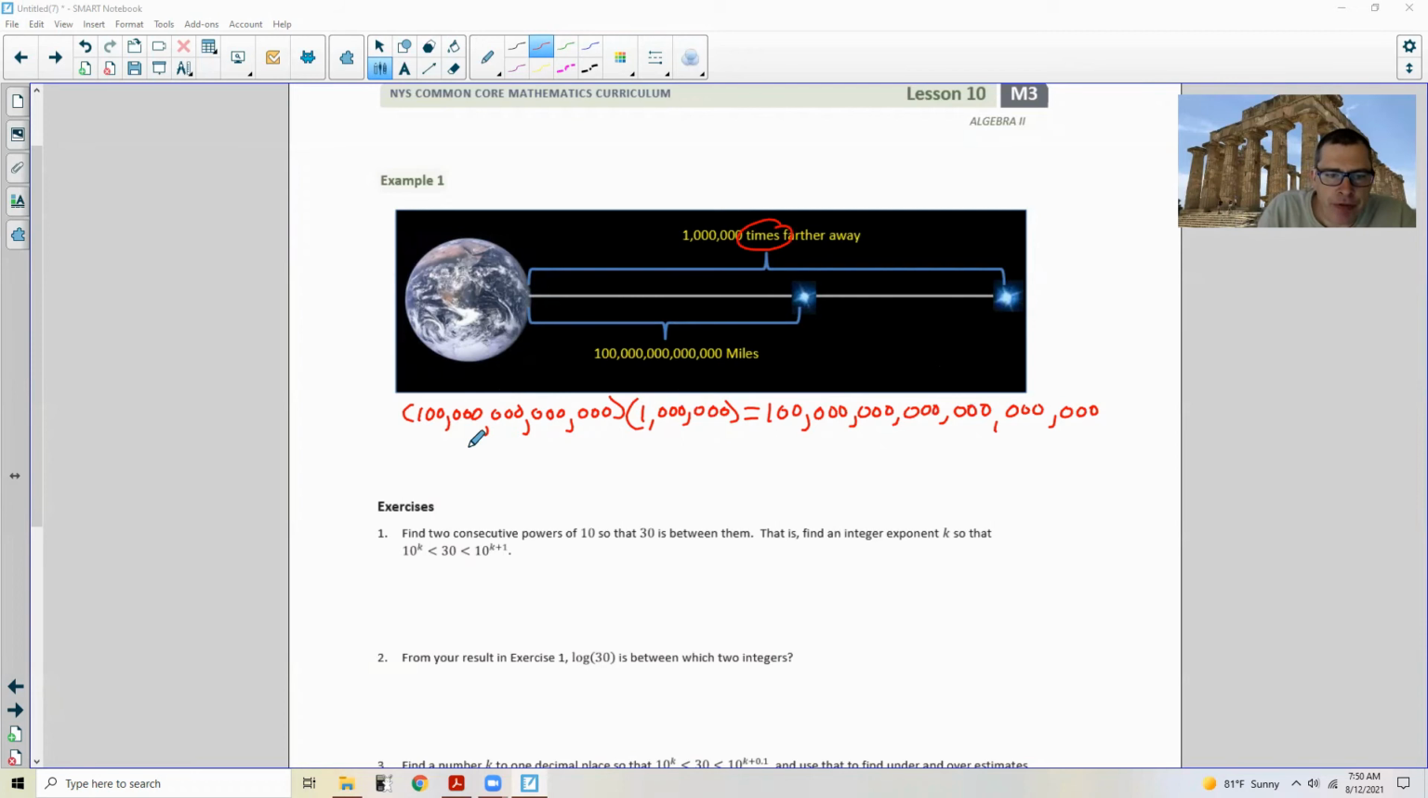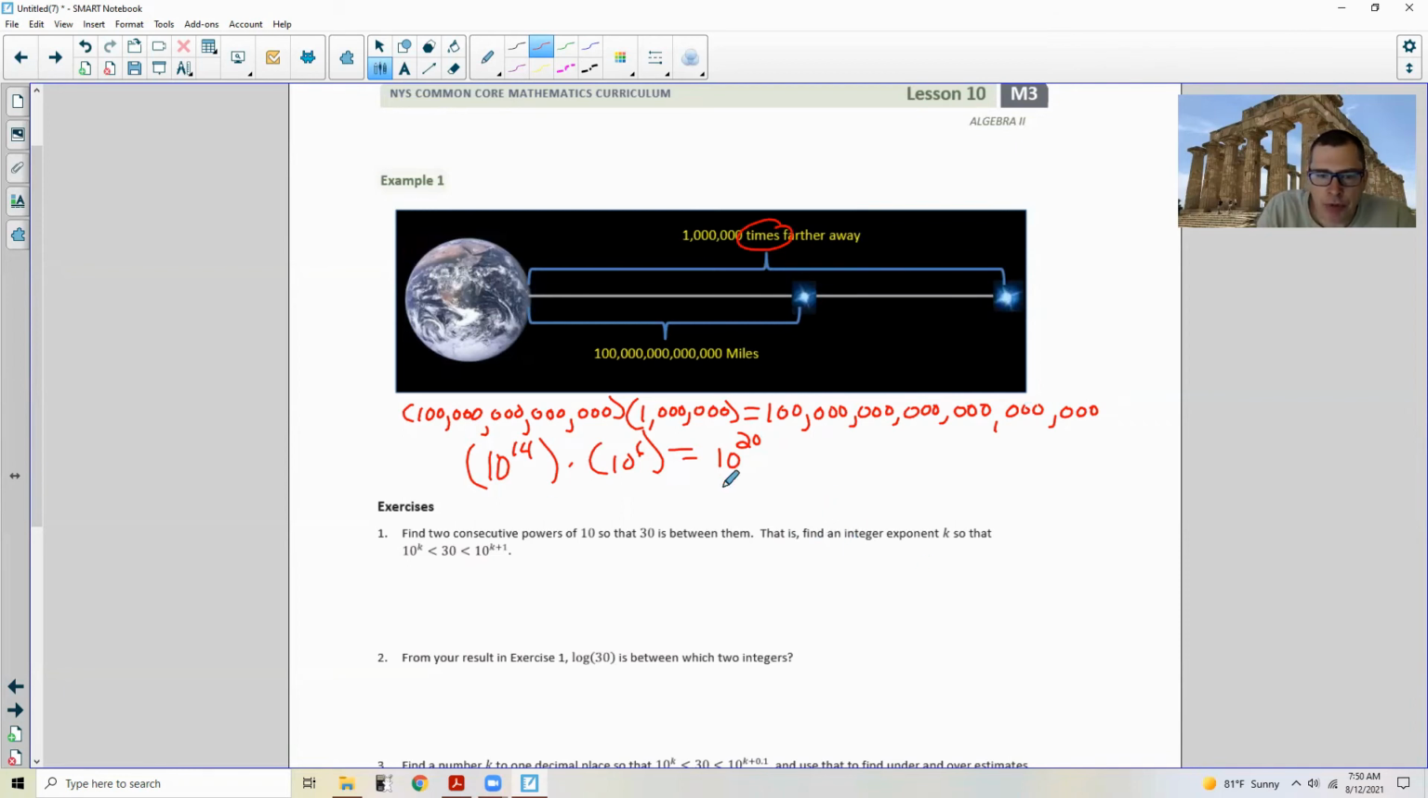So another way we could have done this is represent this as base 10. So I could say 10 to the 14th, and this number is 10 to the 6th. And when we multiply and the bases are the same, the rule is to add the exponents. So this would equal 10 to the 20th. So this is 3, 6, 9, 12, 15, 18, 19, 20 zeros. Okay, that's another way to do it.